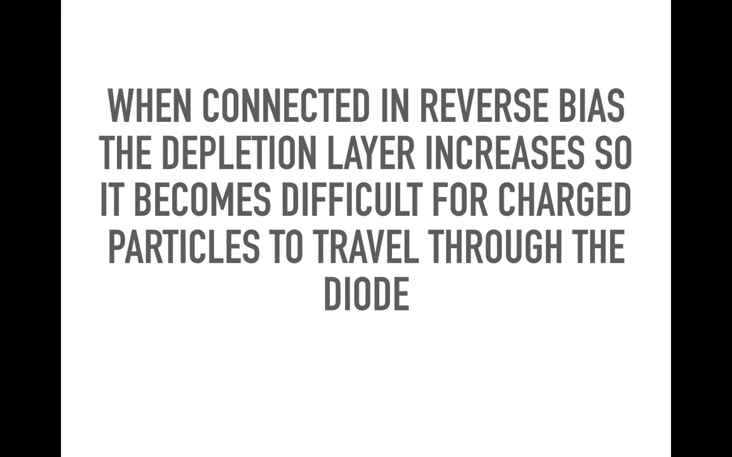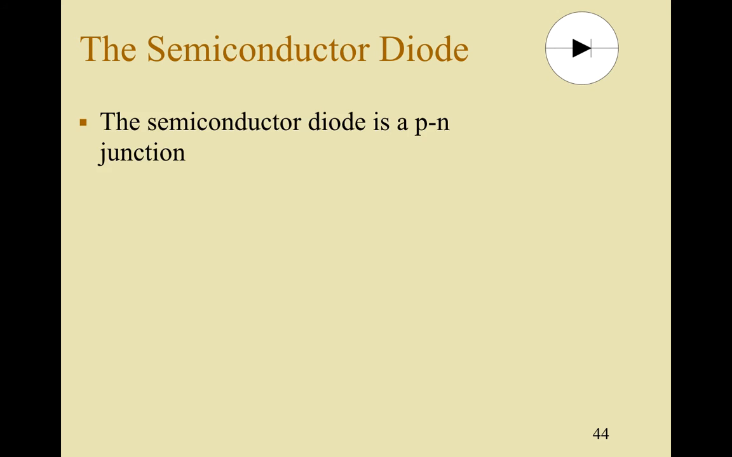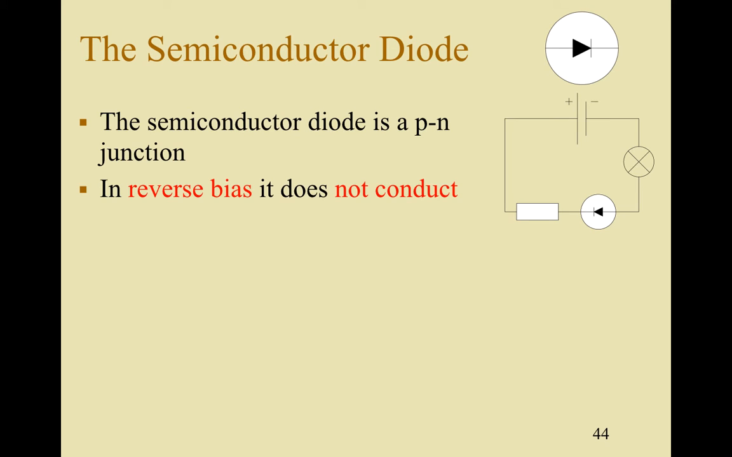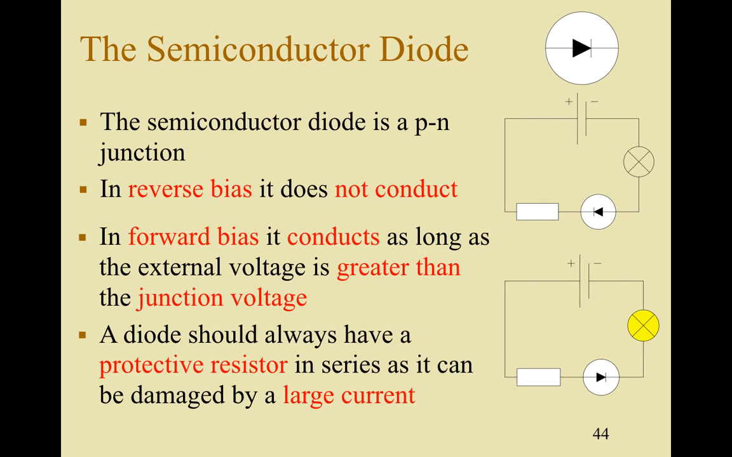If you connect the diode in reverse bias, the depletion layer increases, so it becomes difficult for charged particles to travel through the diode. All right, a bit of information on the semiconductor diode then. It's just a PN junction. In reverse bias, it doesn't conduct. In forward bias, it does conduct an electric current. And you should always have a protective resistor, roughly 330 ohms, in series, because diodes only take a small current, and the resistor will limit the current flowing in the circuit.